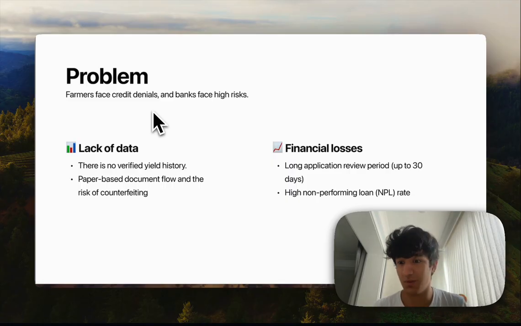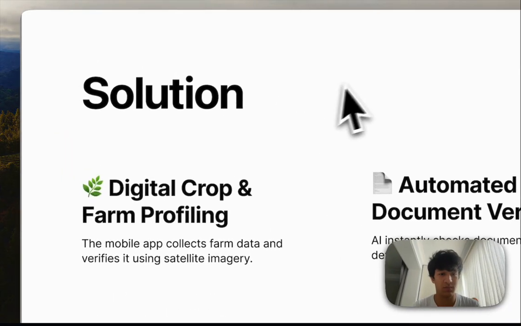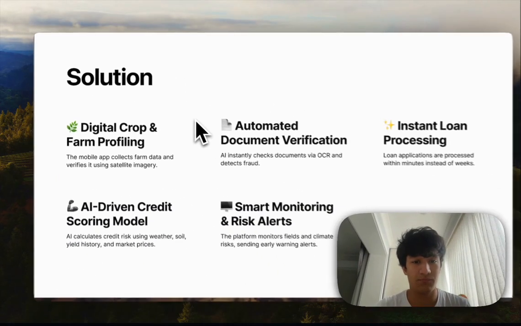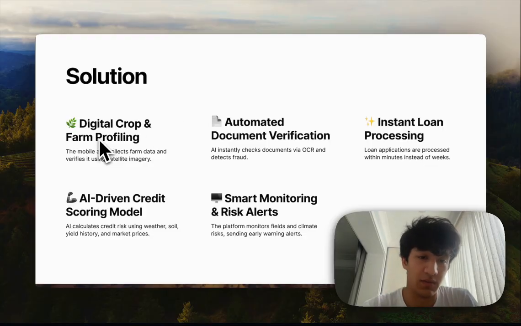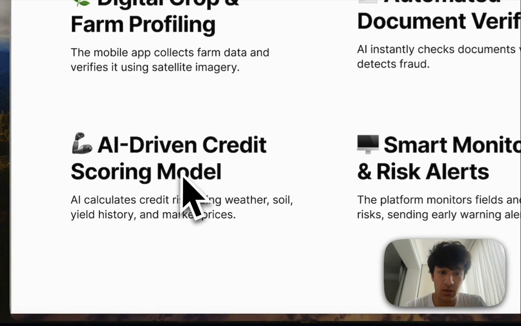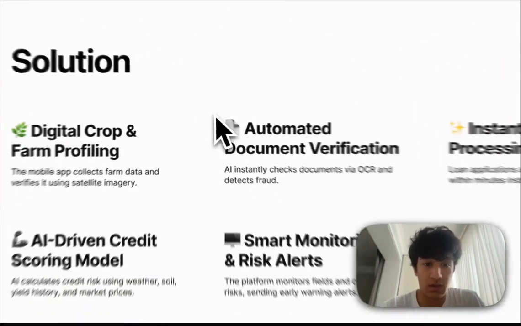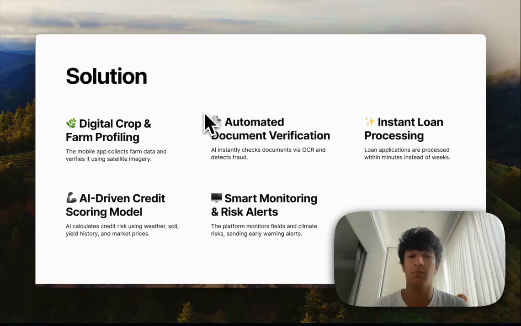What solutions do we provide to solve this problem? A few of our solutions include digital crop and farm profiling, automated document verification, instant loan processing, AI-driven credit scoring models, smart monitoring and risk alerts. All of those combined into one single platform, our platform. And that is our solution.